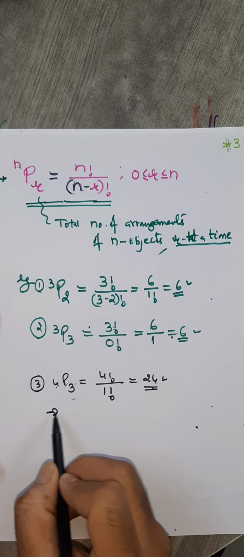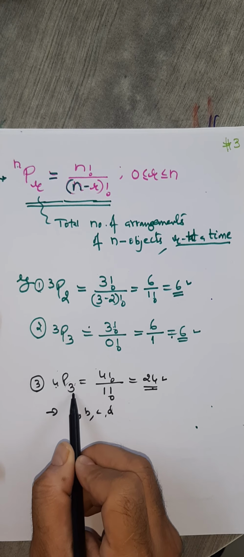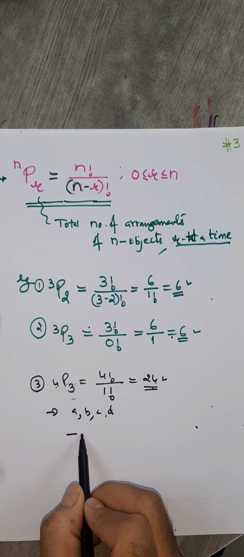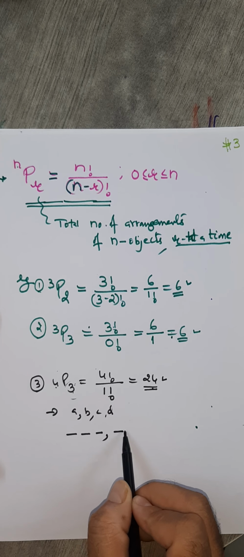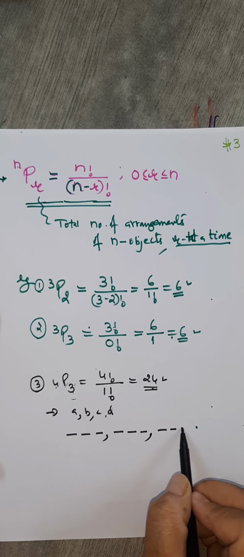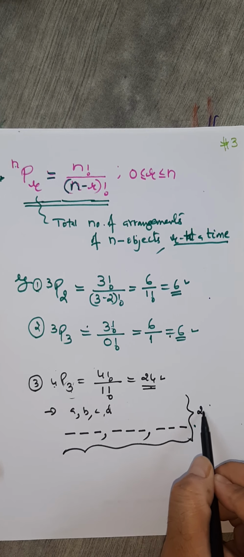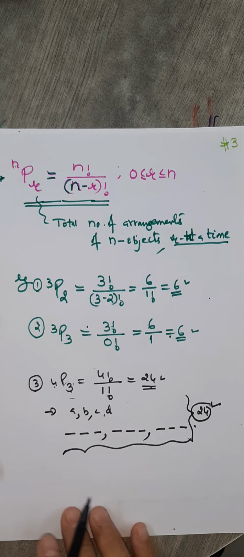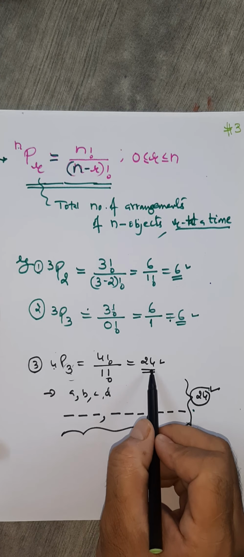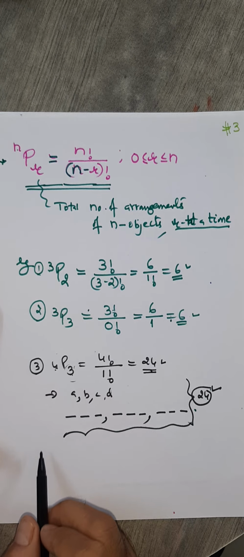So suppose you have 4 objects. Let me call them A, B, C, D. These are my objects. How many at a time? I'm taking 3. So you can make a list. No need to try this, but you will get 24 such arrangements, you can try if you want. Total 24 arrangements you will get. Right? 24 arrangements can be made out of 4 objects taking 3 at a time.